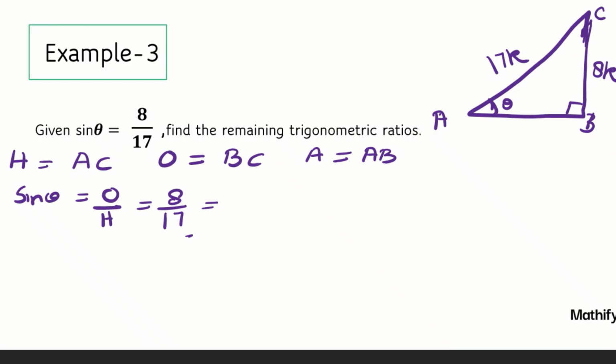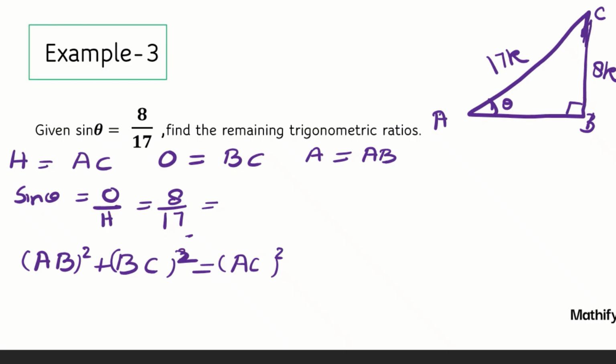We have to find all the trigonometric ratios. For that, we will find the adjacent side AB. How are we going to find the adjacent side? By using Pythagoras. So, what is the Pythagoras theorem? AB square plus BC square is equal to AC square.